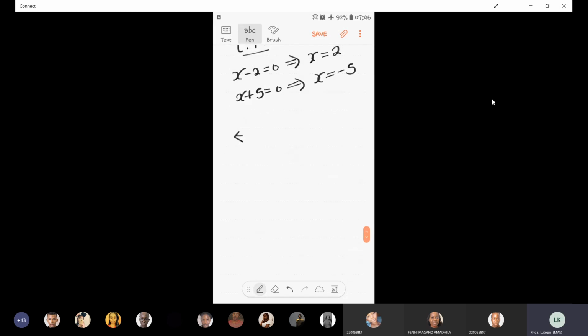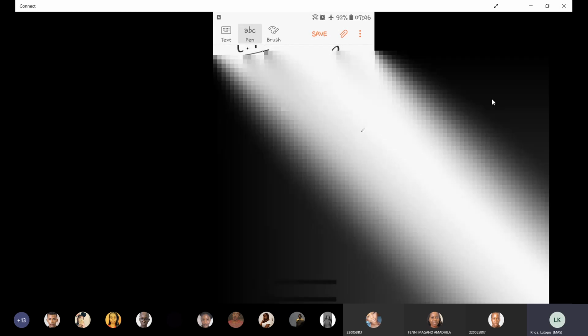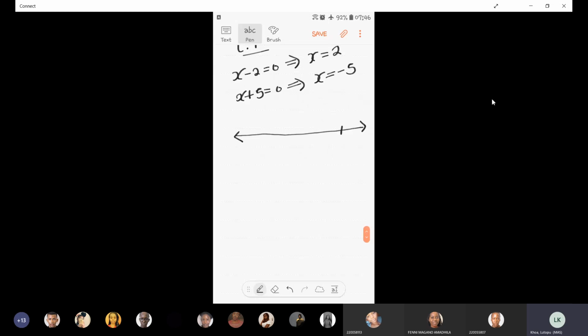So this is your number line. You have 2 here, and then you have minus 5 over there. So you can see my critical points have divided my number line into 3 parts. Then I form a table from the number line. Then my 2 factors, I will put them in the table.